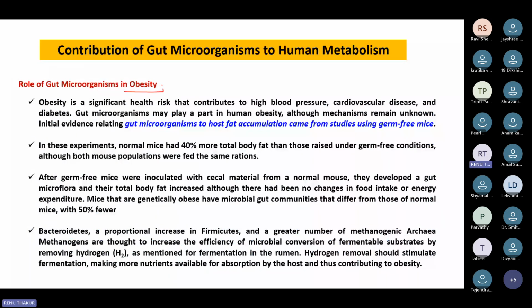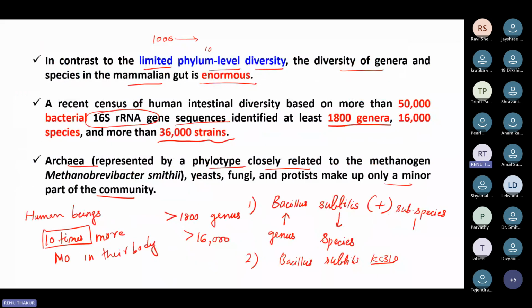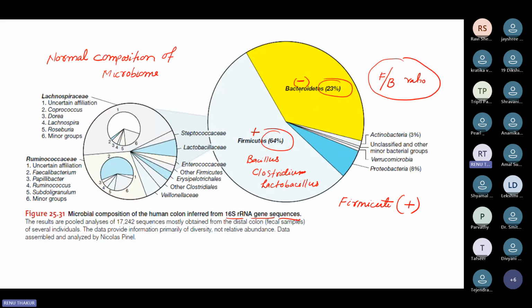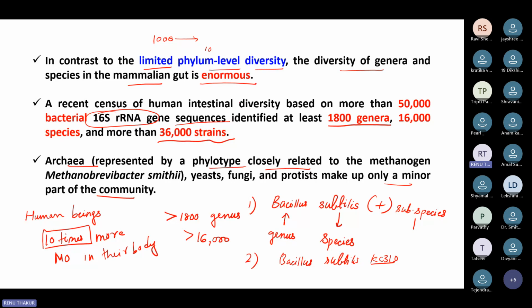So up till now we have studied what? We have studied a quick revision of the different composition. We have studied that Bacteroidetes and Firmicutes predominate the whole microbiome, and these are the four groups, four phyla, which are mostly found in different microbiomes, whether it is the microbiome of a man or a woman, doesn't matter, but these four are there. And also we have studied the microbial diversity, that 1800 genera, 16,000 species, and more than 36,000 strains are there.